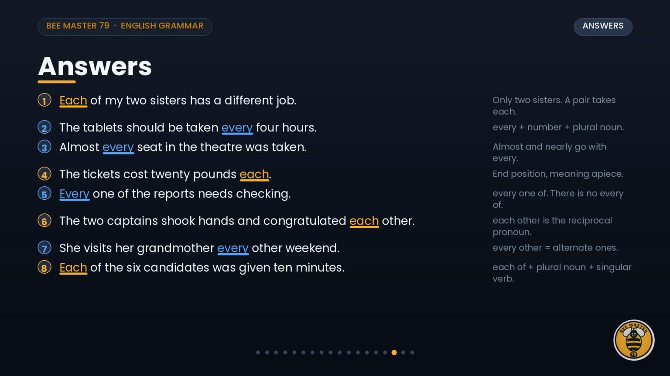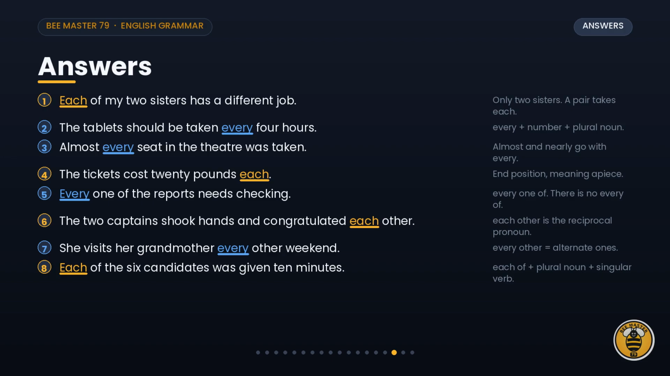Here are the answers. Number 1 is each because there are only 2 sisters and a pair always takes each. Number 2 is every, the frequency pattern with a number and a plural noun. Number 3 is every because almost cannot sit in front of each. Number 4 is each at the end of the clause, meaning a piece. Number 5 is every because the sentence already contains the word one, and every one of is the correct phrase.